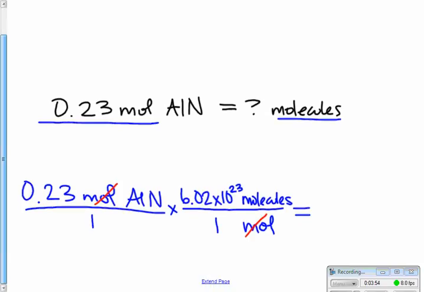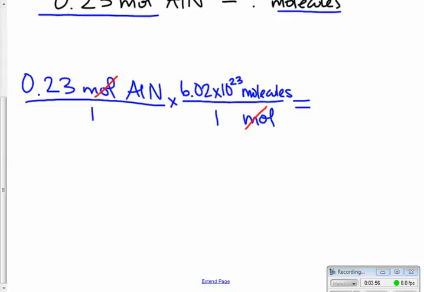When you type this in, remember to be careful with your scientific notation. This is how you should type it in your calculator. You should type in 0.23, and then you're going to do times. And then for the 6.02 times 10 to the 23rd, you're going to type in 6.02. And then on your calculator, you have that scientific notation button.